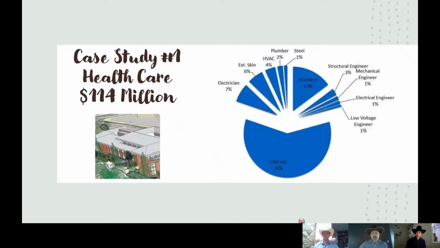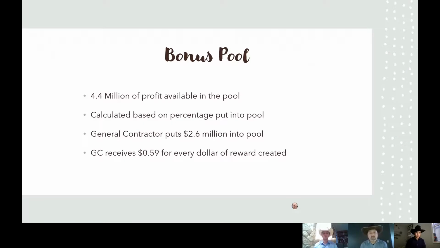it's split up all the different trades as far as what they could do and as a percentage, and that affects the risk pool. And so the risk pool, the bonus pool, in this particular project is $4.4 million, and that's the total amount of profit that's available in there. It's calculated based on the percentage that you put into the pool and what you contribute to the job.